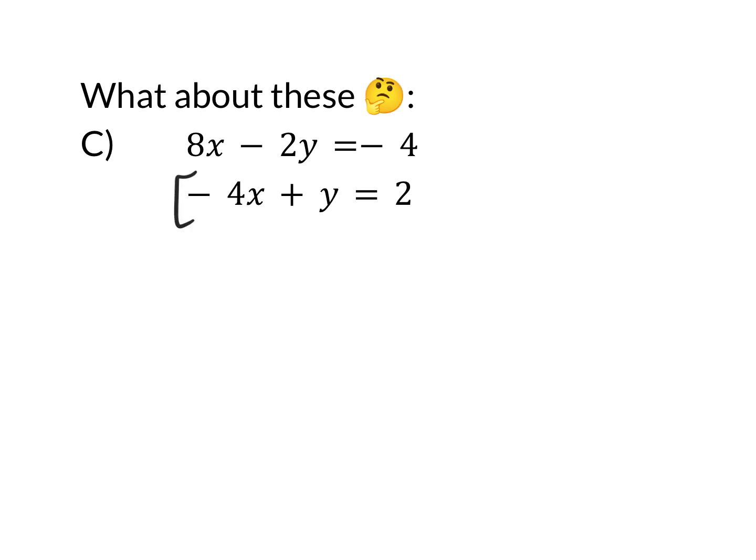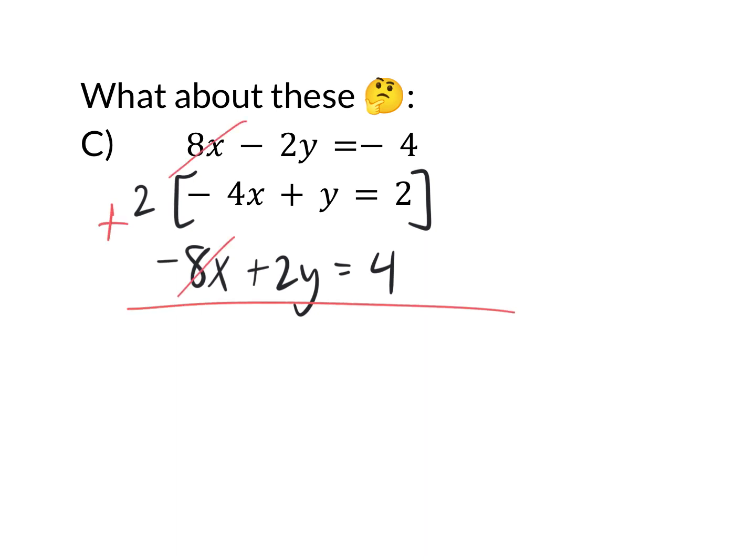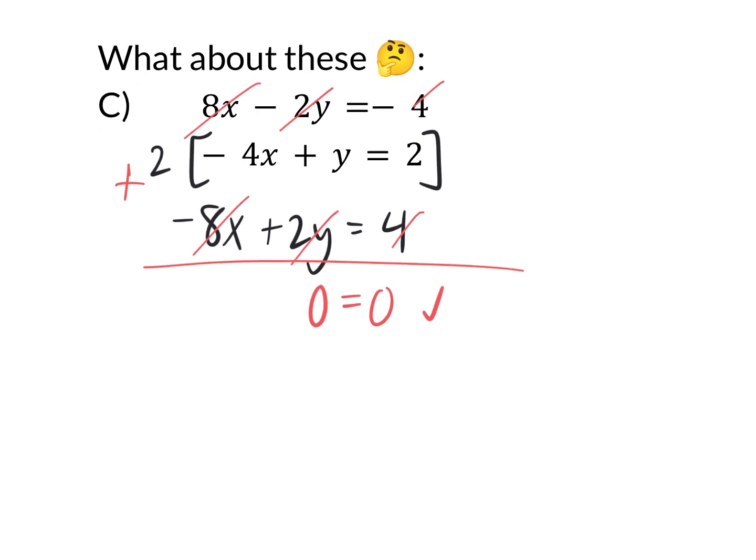Elimination, right? Because I can multiply the second equation here by 2, and if I do that, I get negative 8x plus 2y is equal to 4. And if I add these 2 equations together, I have my x's go away, I have my y's go away, and I have the equation on the other side go away. So I'm left with 0 equals 0. Is that true? Yes, it is. So that means what? All real numbers. So infinitely many solutions, or all real numbers, is your answer for this one.